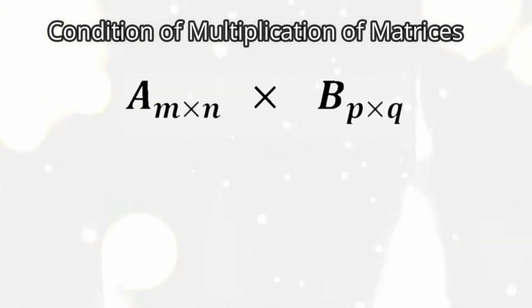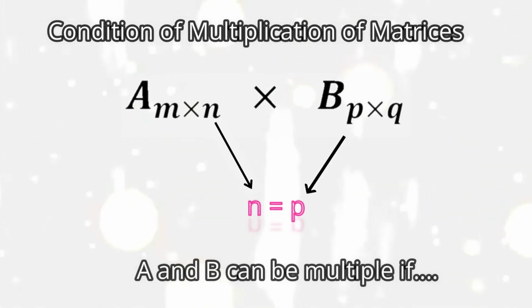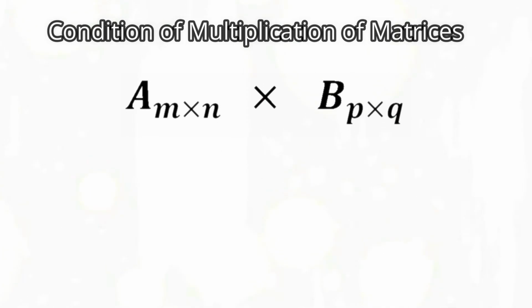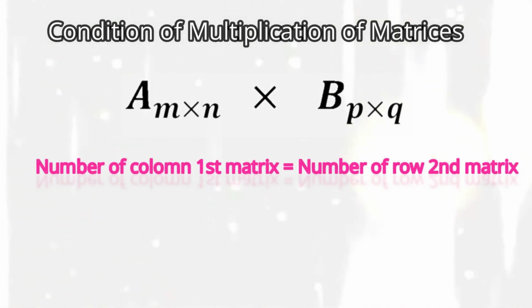And then there is matrix B. The dimension is p by q. So p is the rows and q is the columns. A and B can be multiplied if and only if n equals p. So the condition for 2 matrices to be multipliable is that the number of columns in the first matrix equals the number of rows in the second matrix.